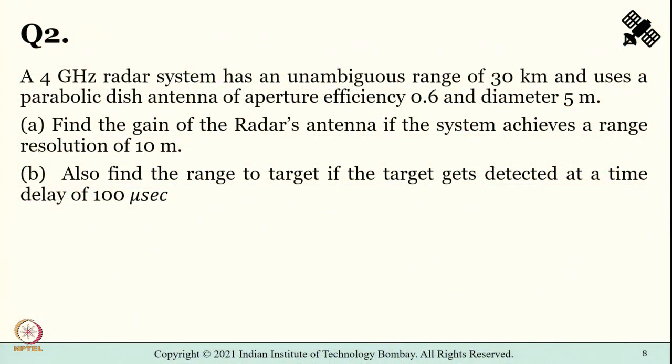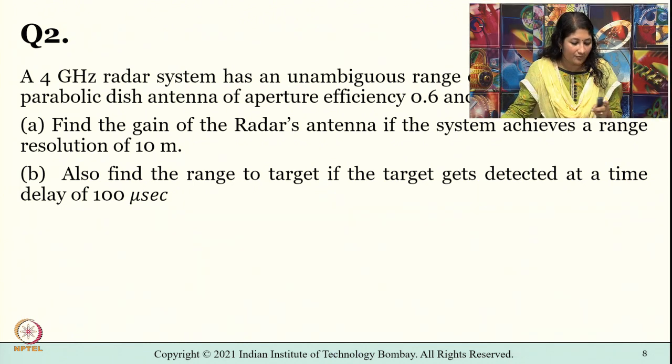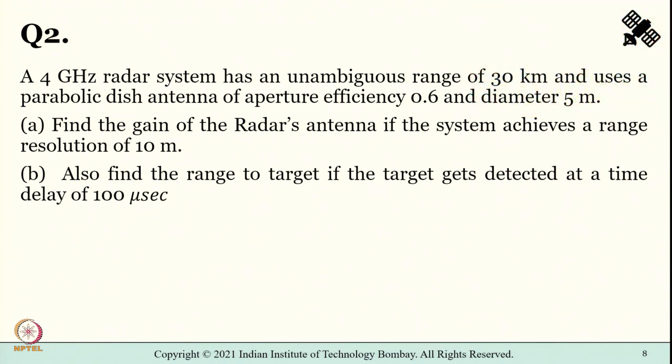Okay. So, the second question reads like this. A 4 gigahertz radar system has an unambiguous range of 30 kilometers and uses a parabolic dish antenna of aperture efficiency 0.6 and diameter 5 meters. There are two parts to this question. The first part reads, find the gain of the radar's antenna if the system achieves a range resolution of 10 meters. And the second part reads, also find the range to target if the target gets detected at a time delay of 100 microseconds. Okay. So, as before, I will give it some time so that you can note down the values and then we will start solving. So, we have to first write the given details.